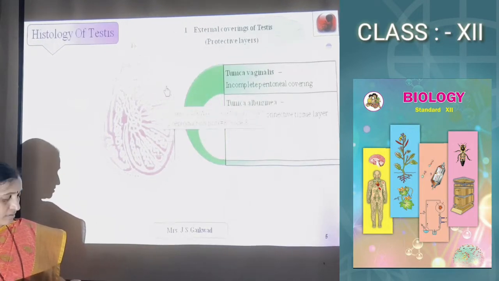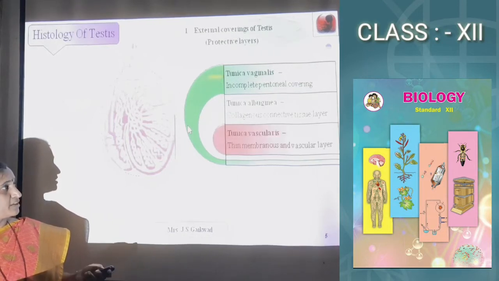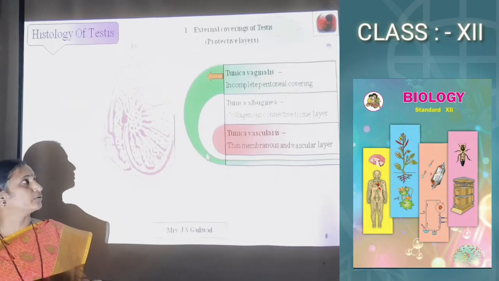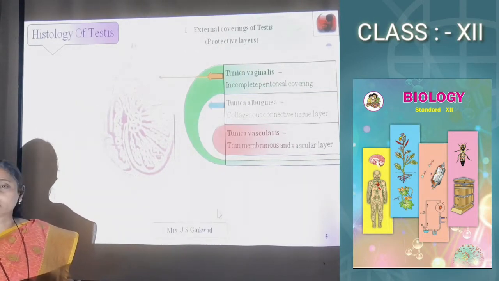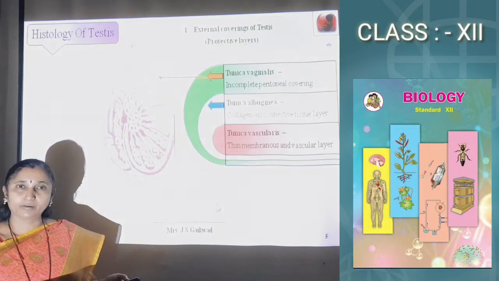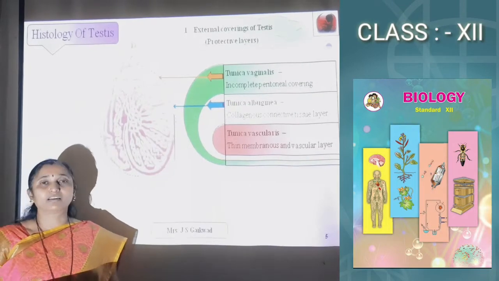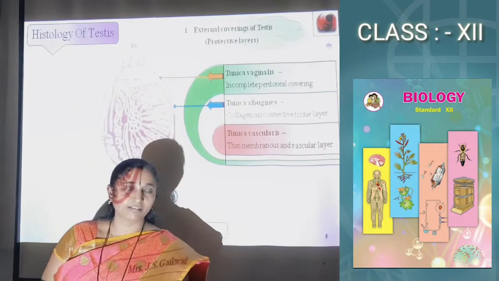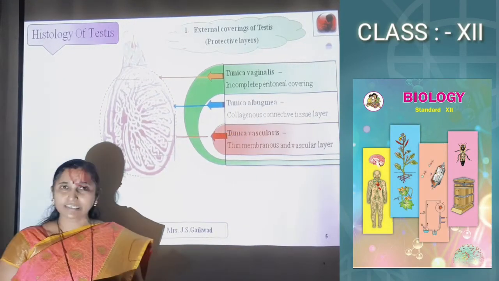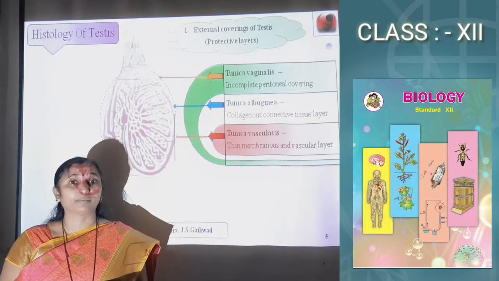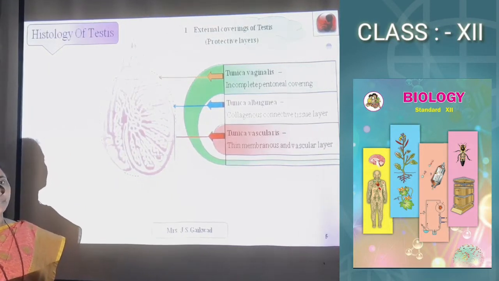These layers are tunica vaginalis, tunica albuginea, and innermost, that is tunica vasculosa. See here, tunica vaginalis is the outermost incomplete peritoneal covering. Tunica albuginea is the collagenous connective tissue layer, and innermost is tunica vasculosa. These are 3 membranes. It is a highly vascular membrane. What is the meaning of vascular? That is, it is richly supplied with blood.